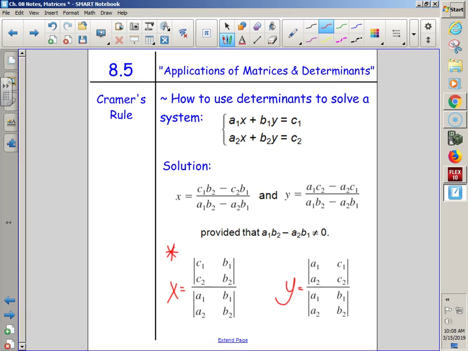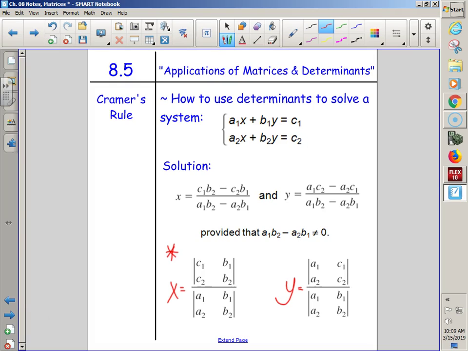However, to use your calculator, to get full credit, you're going to have to write out the formula. So what happened? Guys, what column are the x's in up here at the very beginning? The first column, right? The A1, A2. What do you see missing from the numerator?